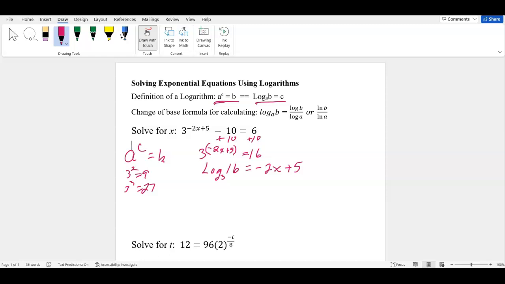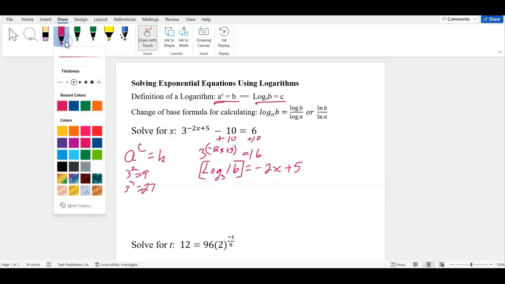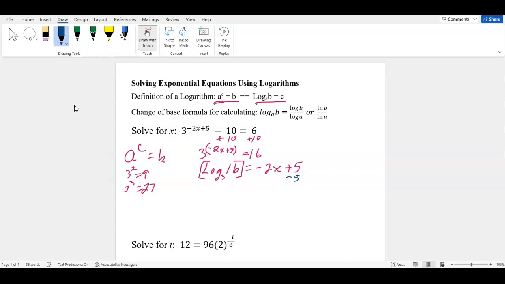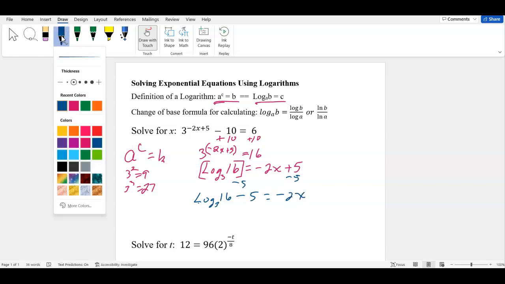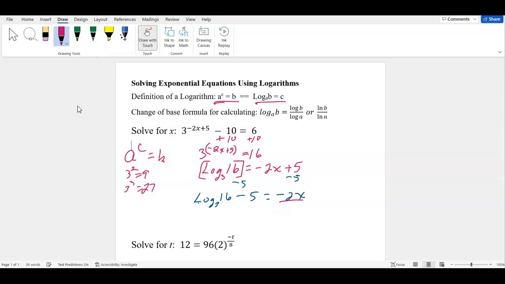But I'm not going to do that. I'm just going to leave it as log base 3 of 16. I'll put that in brackets. That is just some number that I'm not sure exactly what it is, but that doesn't keep me from solving for x. I'm going to subtract 5 from both sides here, and that'll give me log base 3 of 16 minus 5 is equal to negative 2x. And then to solve for x, I'm just going to divide by negative 2.